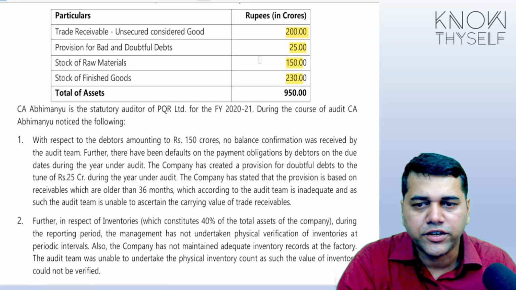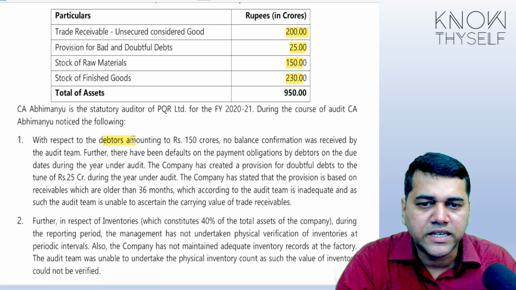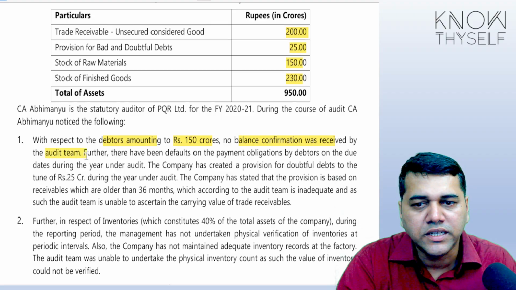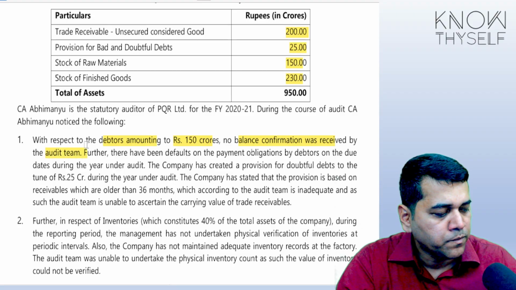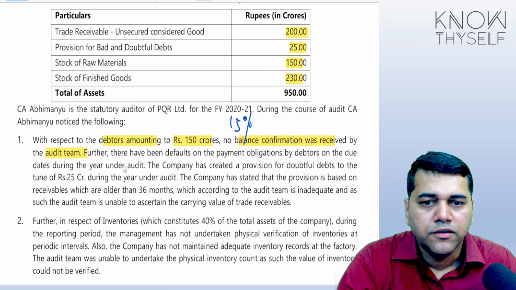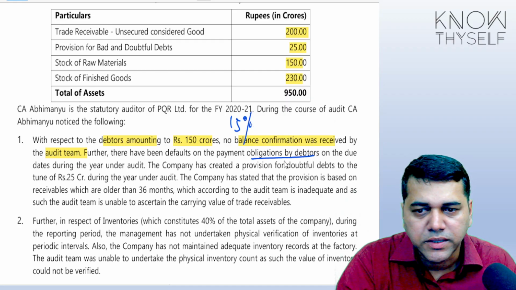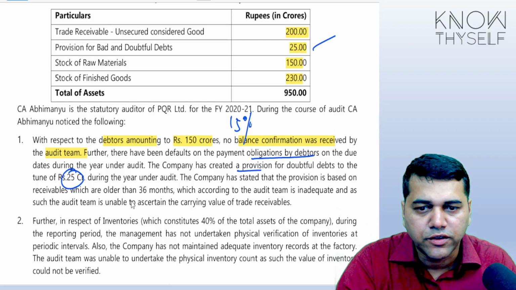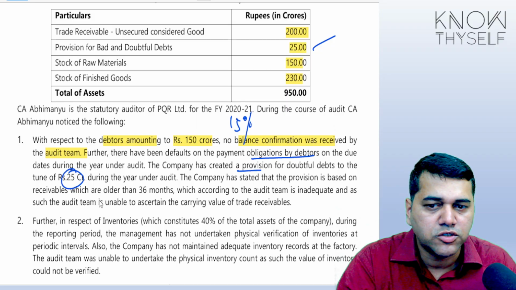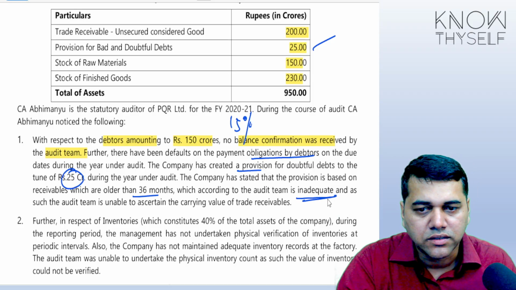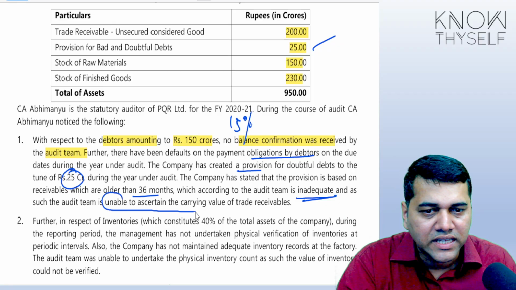Abhimanyu is the statutory auditor. Notice, in respect of debtors amounting to 150 crores, no balance confirmation was received by the team. So how much will 150 crore amount to out of 950, which is 15%. There have been defaults on the payment of obligations by the debtors. The company has created a provision for doubtful debts to the extent of 25 crore. The company has stated the provision is based on the receivables which are older than 36 months, which according to the team is inadequate, and they are unable to ascertain the carrying value.